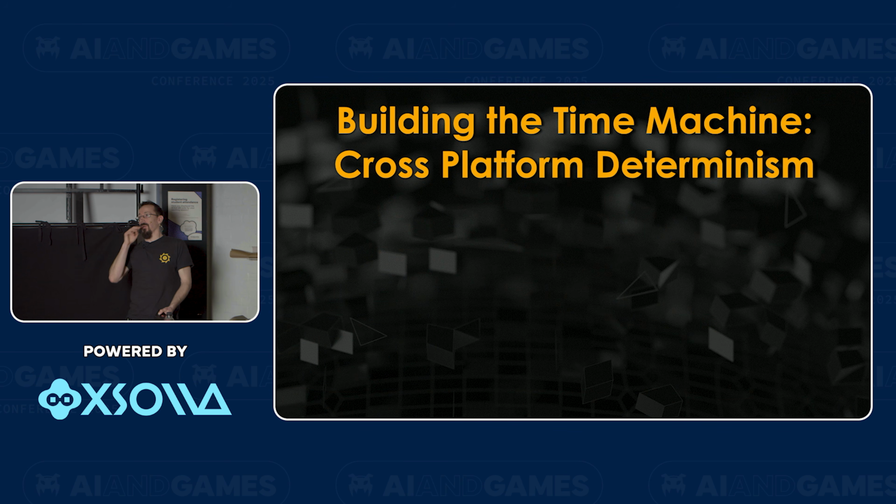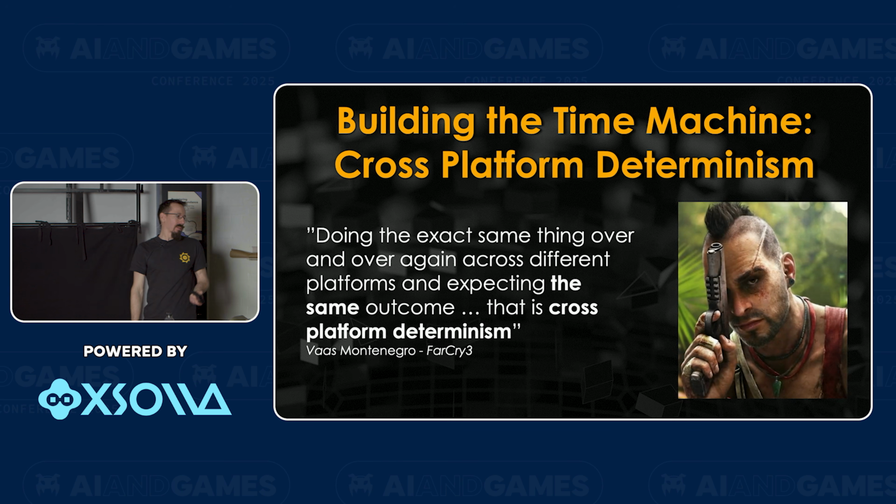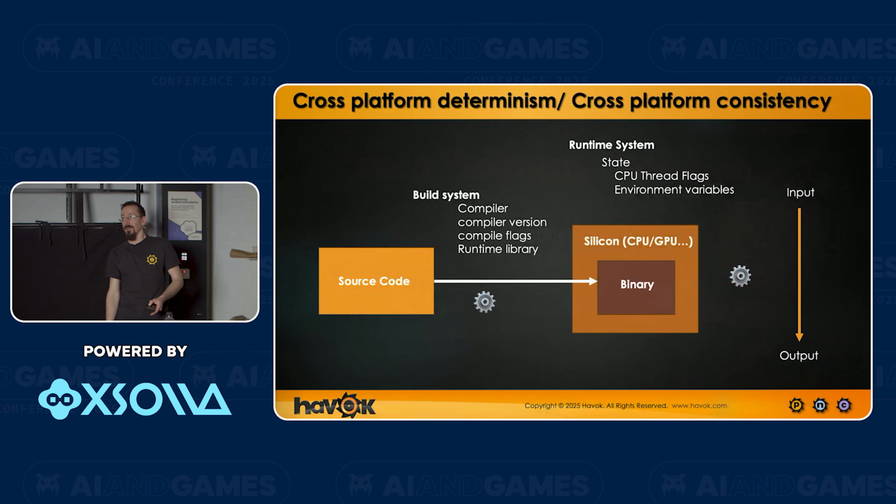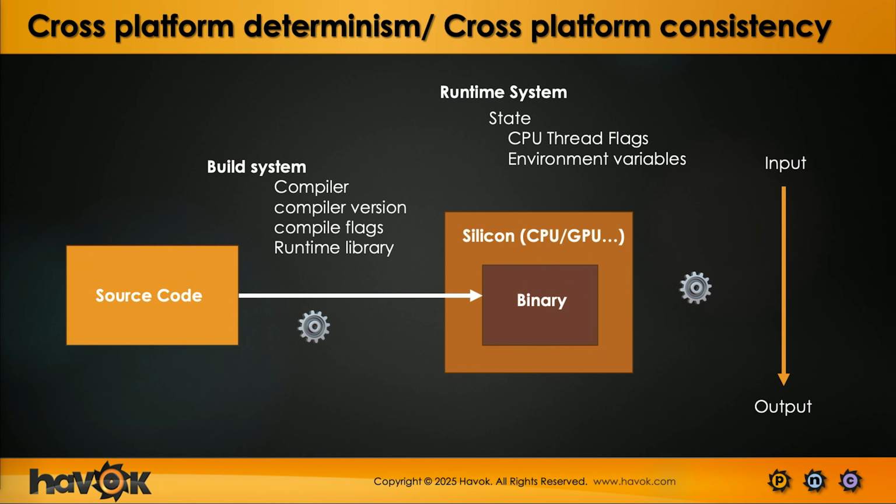So now we need to go and build the time machine. And again, what do we want? Well, we want to do the exact same thing over and over again on all of the platforms. Which sounds easy, but is quite hard, because we have the source code, we transform it with a compiler into binary, it runs on some silicon, and all of these things have little bits which can make things non-deterministic.